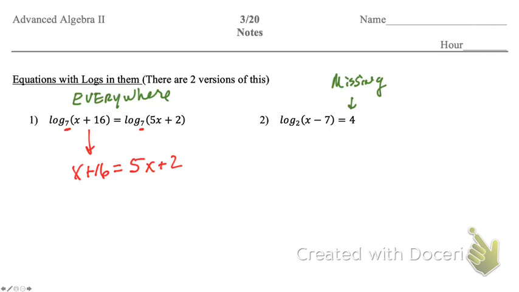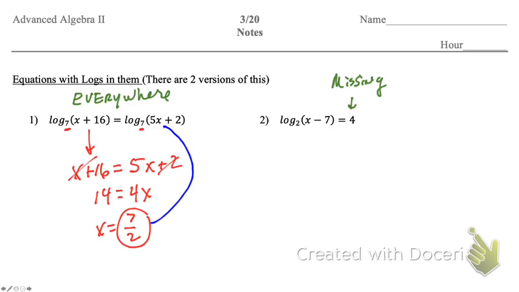And then go about our business solving. We'll subtract x, get 4x, we'll subtract 2, get 14. So 14 over 4 ends up being 7/2. Now, with these, remember also that you need to check your answers, because sometimes you get an extraneous answer that looks like an answer but doesn't work. So what do we have to worry about here? We've got to plug this back in.